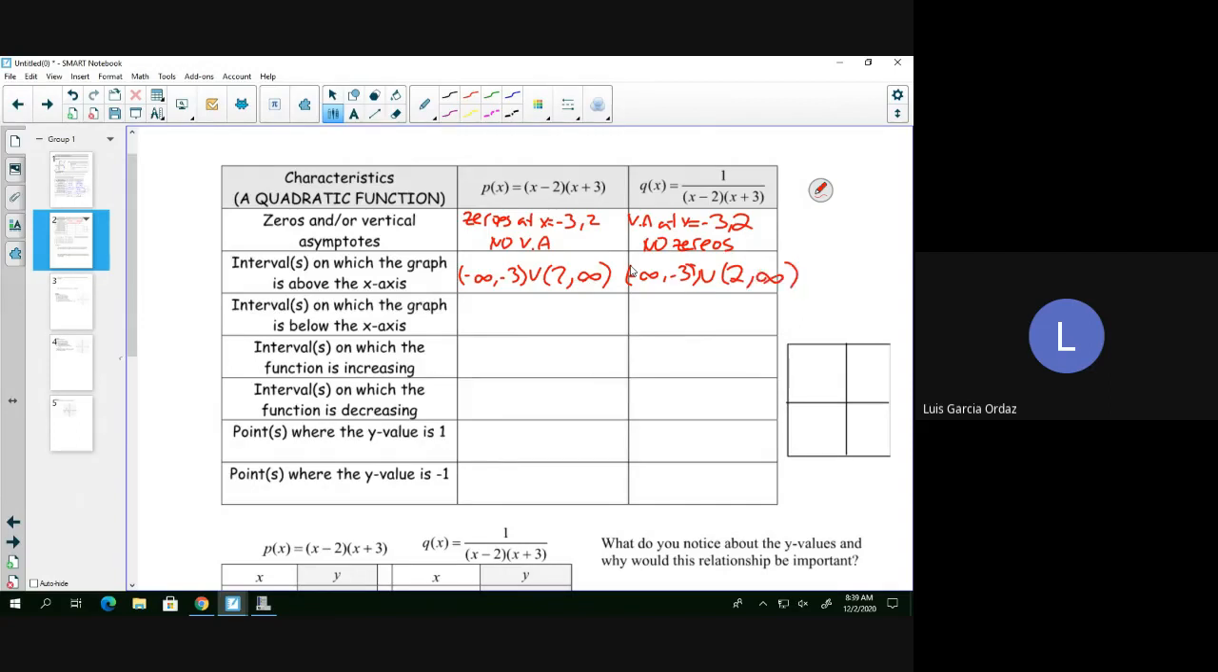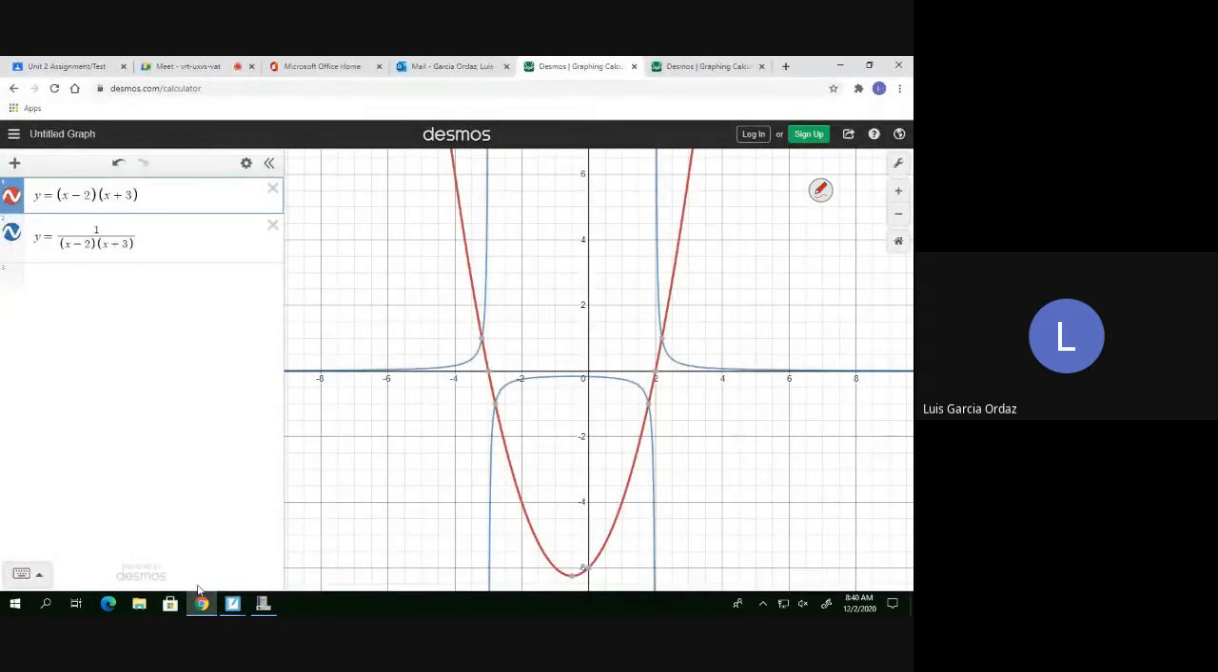All right, now we want to figure out where the graph is below the x-axis. So again, we're going to start with p of x, which is the red graph. Where is the graph below the x-axis? Okay, and how about the reciprocal? Same thing. So both are from negative 3 to positive 2.